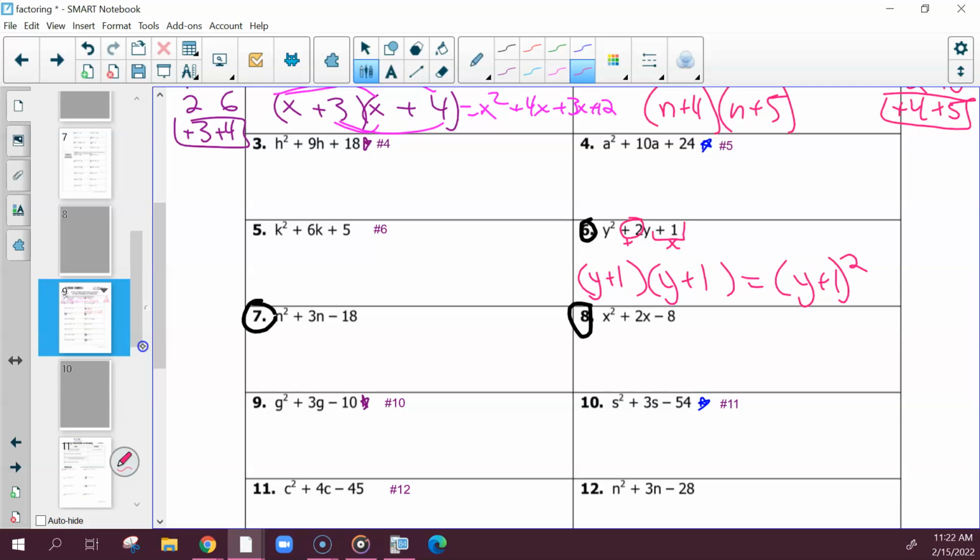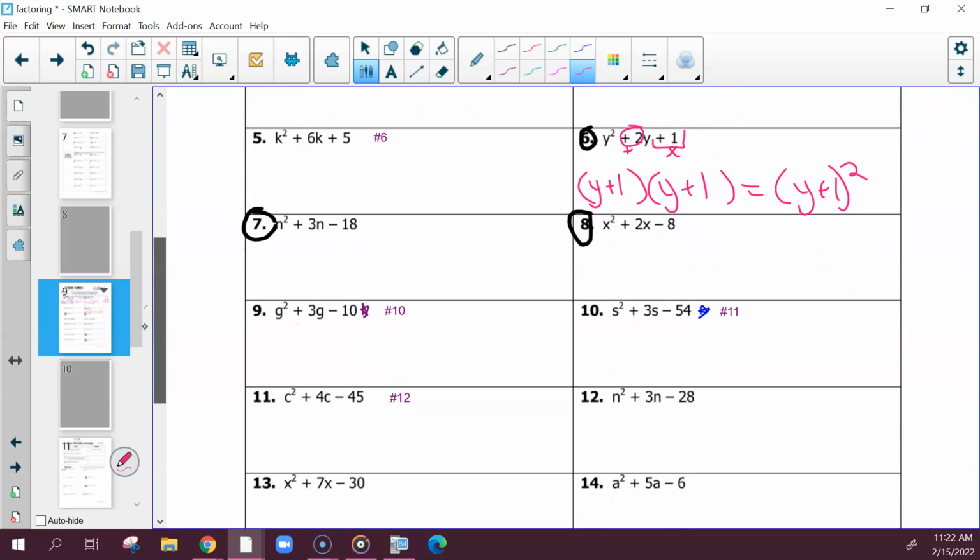Let's move on to number 7. So now we have a positive and a negative. We're going to just deal with the factors of 18 and then worry about the negatives afterwards. We need two numbers that multiply to be negative 18 and then add to be 3.